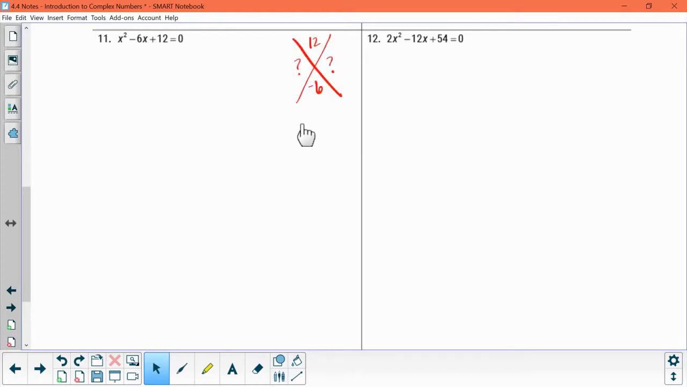Let's go ahead and do our cross. It needs to multiply to be 12 and add to be -6. And I don't have any numbers or factors of 12 that can do that. So I have to complete the square.